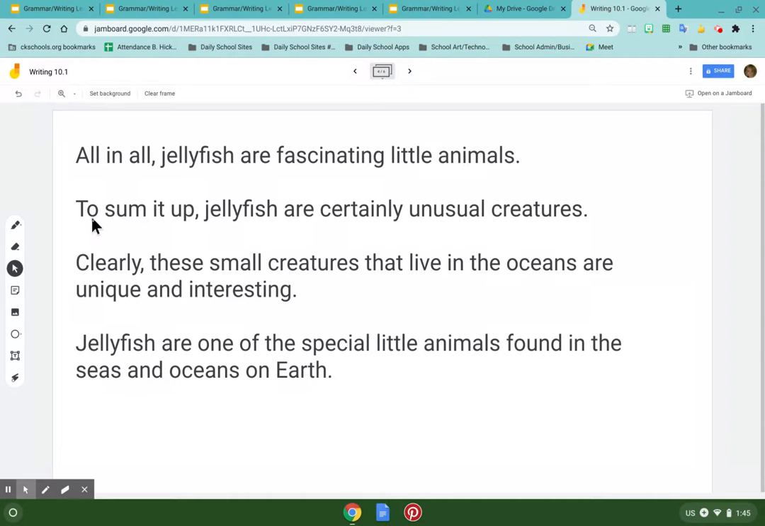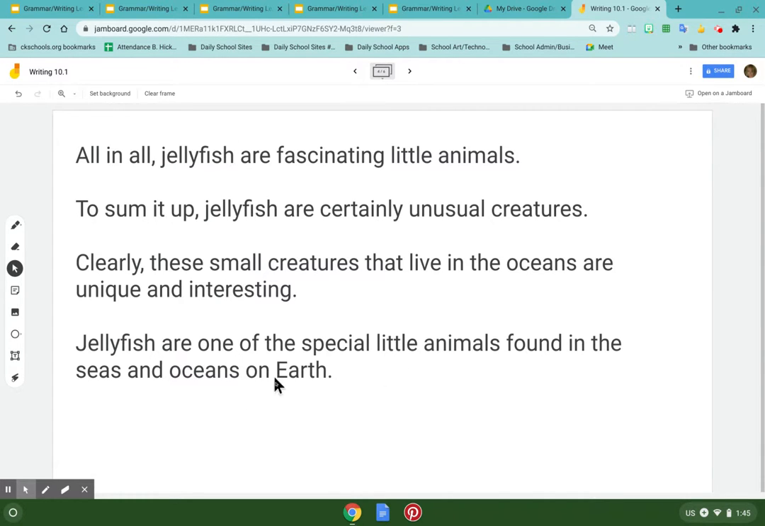Then my next one is to sum it up. Jellyfish are certainly unusual creatures. Unusual, fascinating, unique. That all means that they're not like other things because really, what other creatures don't have brains or hearts? That's pretty interesting. No blood. That's really fascinating. All right. And then clearly, these small animals that live in the oceans are unique and interesting. Or the last conclusion sentence could be: jellyfish are one of the special little animals found in the seas and oceans on Earth.